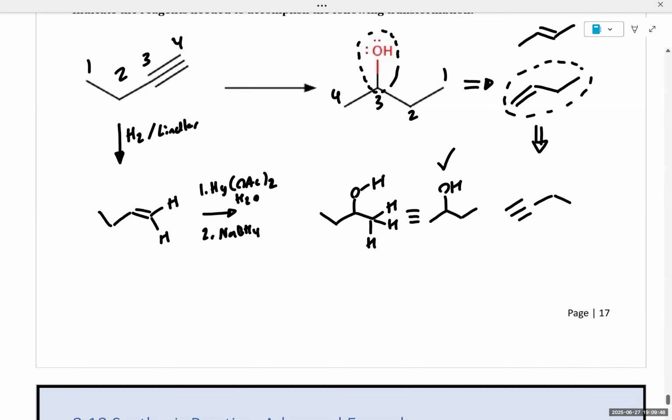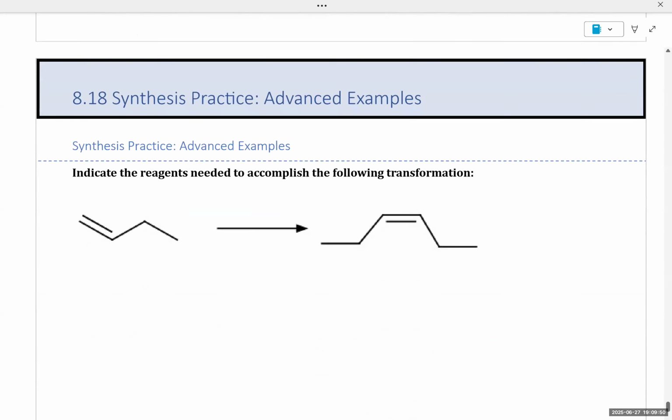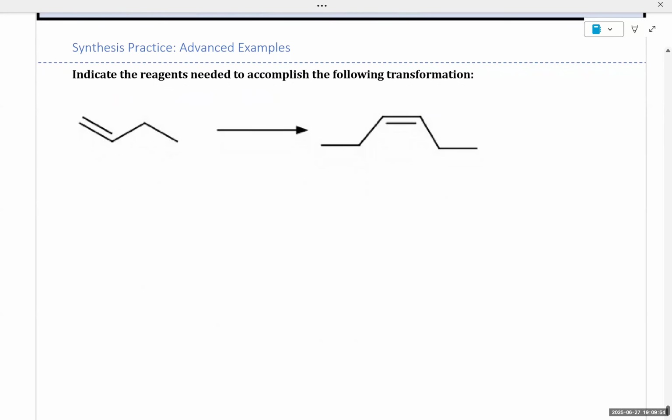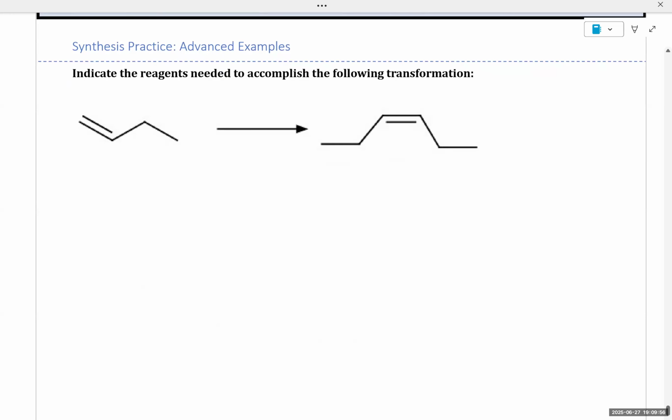Let's do some more practice, and let's do some more advanced examples. So here I'd like you to indicate the reagents needed to accomplish the following transformation. And I'm going to give you a warning on this one. Do not try to make a vinyl anion and alkylate that. Just don't. So from here, I would again suggest approaching it retrosynthetically. Pause the video at this time, and then we'll discuss.